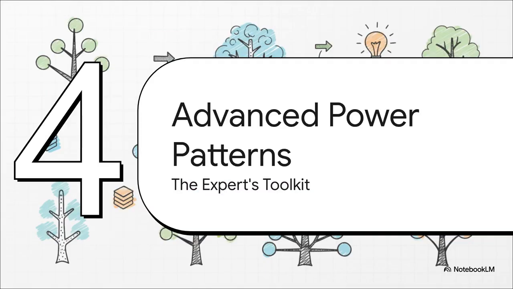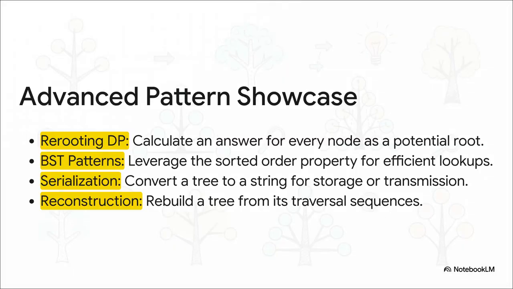Okay, finally, let's take a quick peek into the Expert's Toolkit. These are a few of the more advanced patterns for those times when the standard approaches just aren't going to get the job done. So we're talking about things like rerouting DP, which is for problems like find the sum of distances from every single node to all others. There's a whole family of patterns just for binary search trees that take advantage of their sorted nature. Then you've got serialization and reconstruction, which is just a fancy way of saying turn this tree into a string to save it and then build it back later from that string.